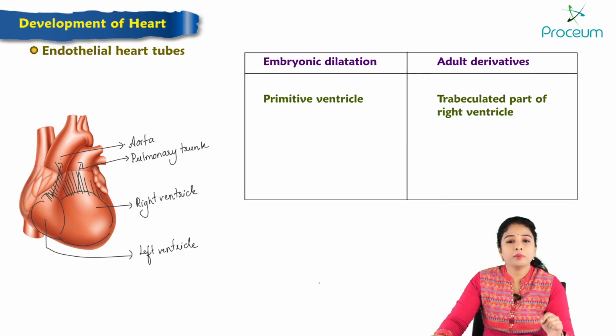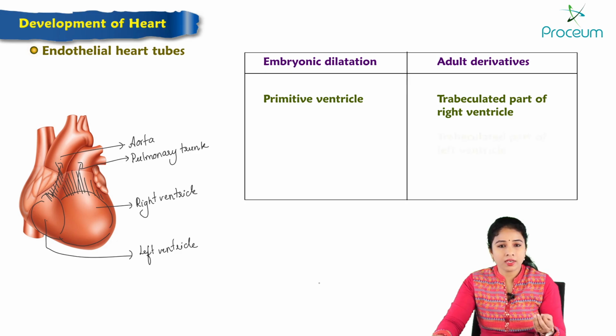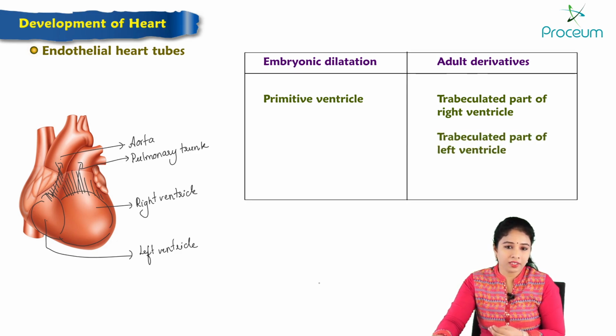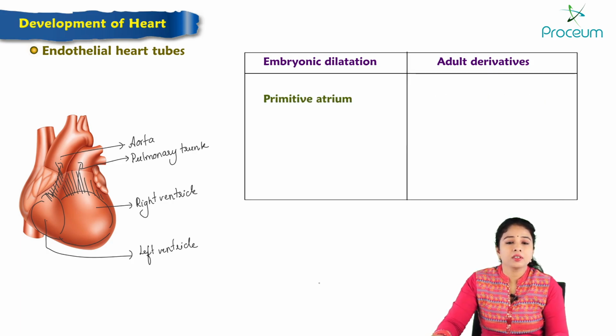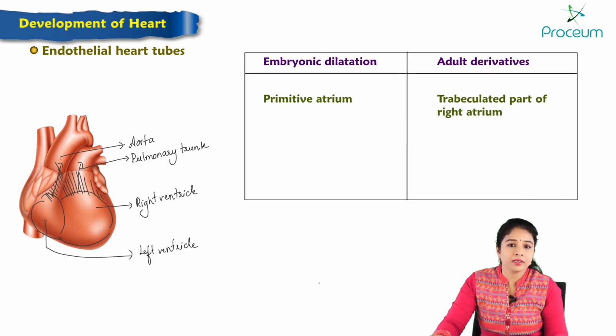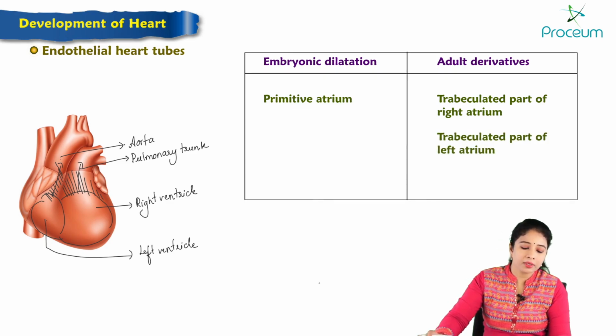So the trabeculated part of the right ventricle and the trabeculated part of the left ventricle both are derived from the primitive ventricle. So next, what happens to the primitive atrium? The primitive atrium forms the trabeculated part of the right atrium and also the trabeculated part of the left atrium.